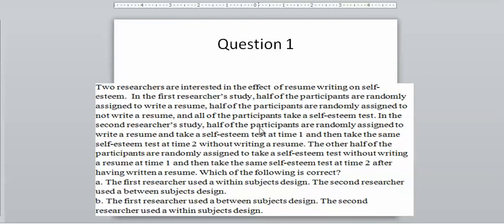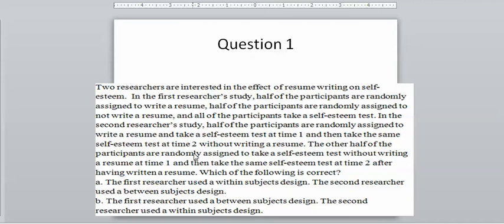But the other researcher has all participants experience the resume condition and the no resume condition because, well, half of the participants write a resume at time 1 and don't write the resume at time 2, and they're going through both conditions. The other half go through the no resume condition at time 1 and through the resume condition at time 2. And those participants are also going through both conditions, just in the opposite order.